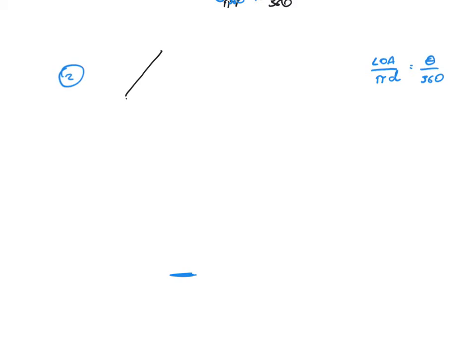Example 2. Okay, this time I'm going to diagram this. The angle again is theta. I'm told that the radius is equal to 10 centimetres and that the length of the arc this time is equal to 25 centimetres. Okay, so I can cut straight to my ratio, which is length of arc over pi d is equal to theta over 360.